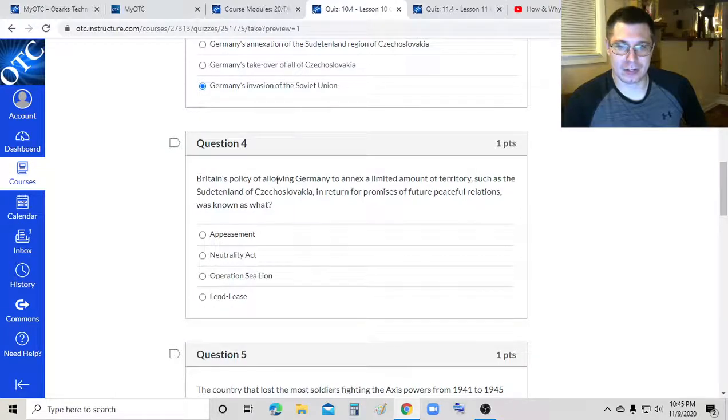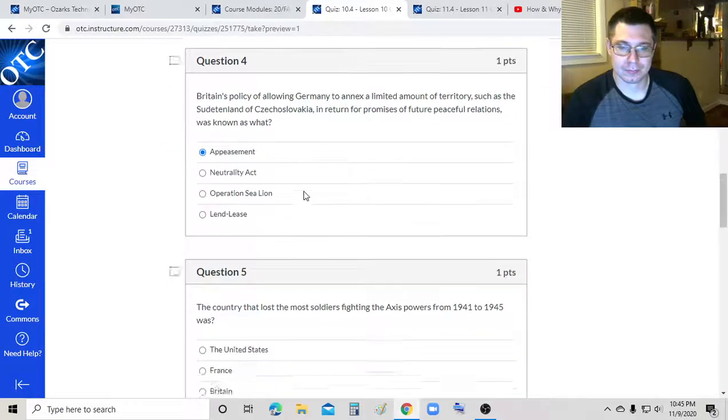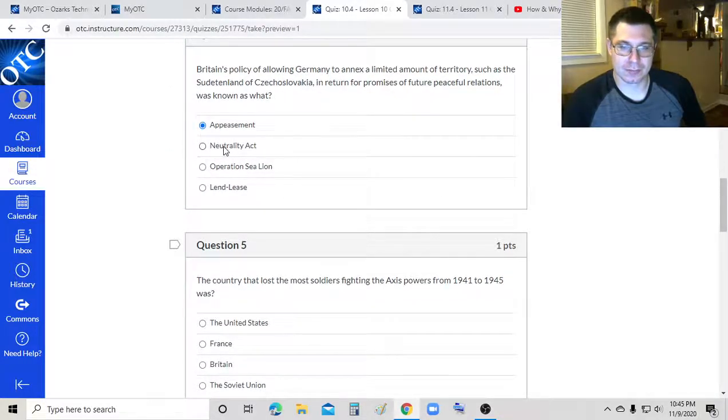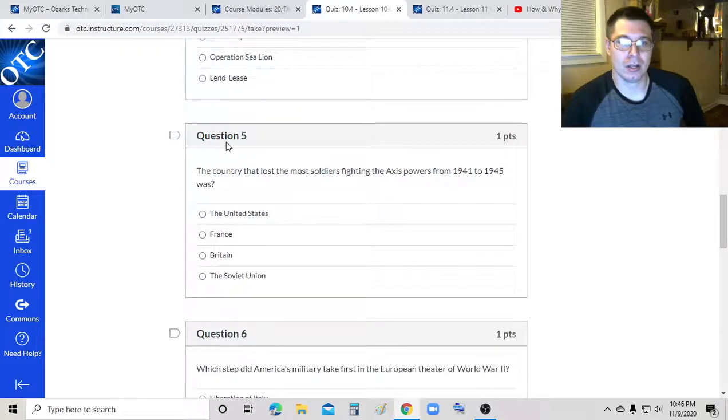Britain's policy of allowing Germany to annex a limited amount of territory in return for promises of future peaceful relations was known as appeasement. Right, the Neutrality Acts were things where the U.S. tried to stay out of the Spanish Civil War and other conflicts that were brewing in the 1930s. Operation Sea Lion was Hitler's aborted plan to invade Britain, and Lend-Lease was Roosevelt's plan to start sending supplies to Britain even before the U.S. entered the war.